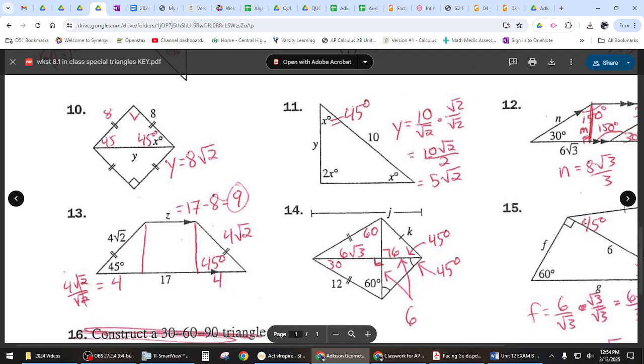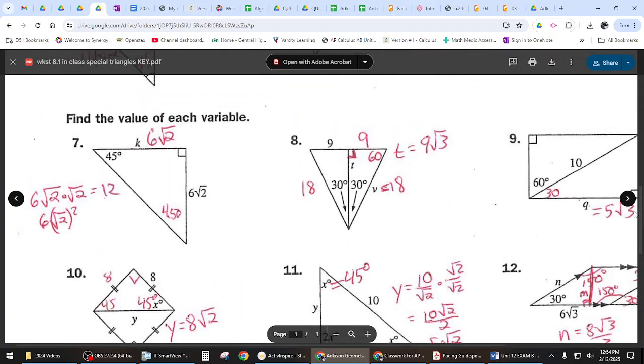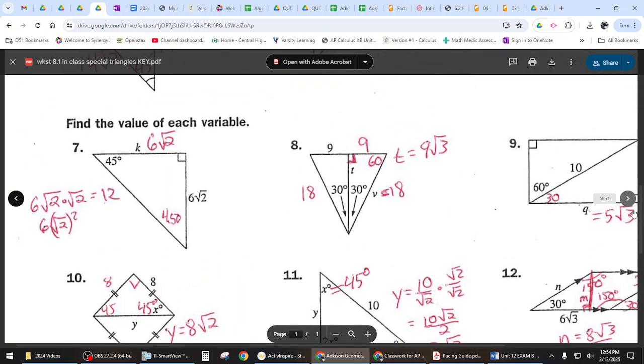I skipped showing you 7. There's 7. Remember, root 2 squared is just 2. The squared cancels the root.